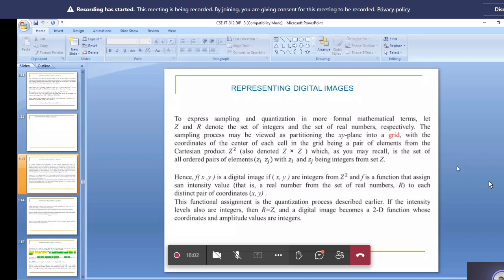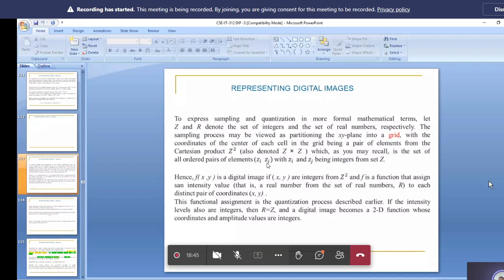So you can also write Z into Z. You may recall it is the set of all ordered pairs of elements Zi, Zj. Now these Zi and Zj belong to capital Z. Zi and Zj being integers, and these integers belong to the set capital Z. Hence, we can say that f of xy is a digital image if x and y are integers from the Z square. Okay, from the Z square.